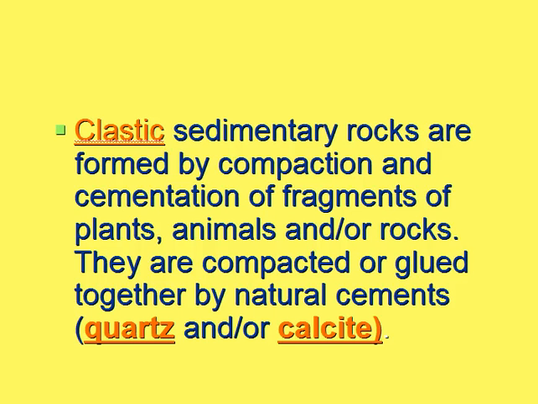So let's back up for a second. When it says cementation, what exactly does that mean? Does that mean you're actually going to take some cement out there and cement it together? Or, if you look at the next sentence, they are compacted or glued together by natural cements. We're not talking about Elmer's glue. We're talking about minerals such as quartz and calcite. When they harden around rocks, they harden to the degree that they're really, really hard, as hard as cement.